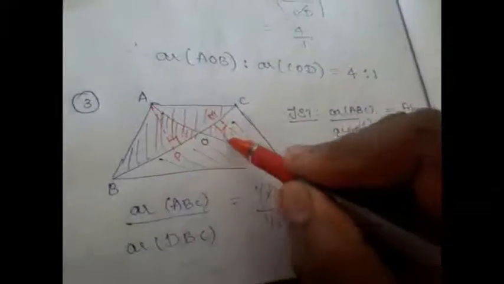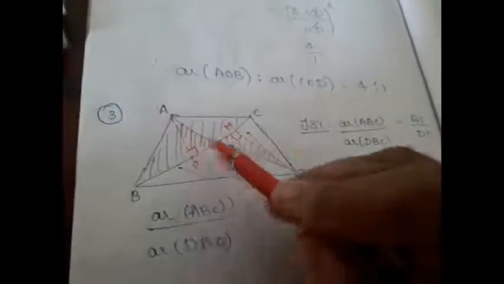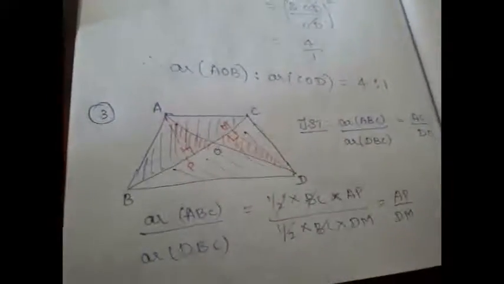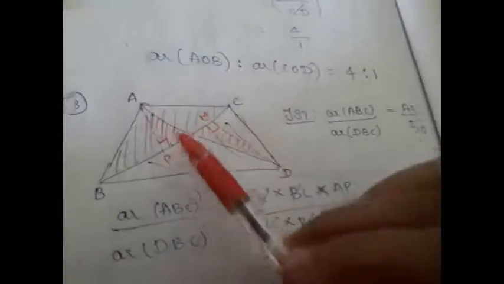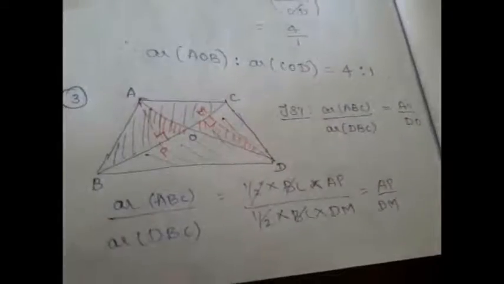But we need to prove the ratio of these two triangles is AO by DO. But we got AP by DM. So what we are going to do now is try to prove these two triangles are similar. Which two triangles? This part of the triangle and this part of the triangle are similar. If we prove these two triangles are similar, their corresponding sides will be in the same ratio, right? Therefore, instead of AP by DM, we can write AO by DO, and hence the result follows.